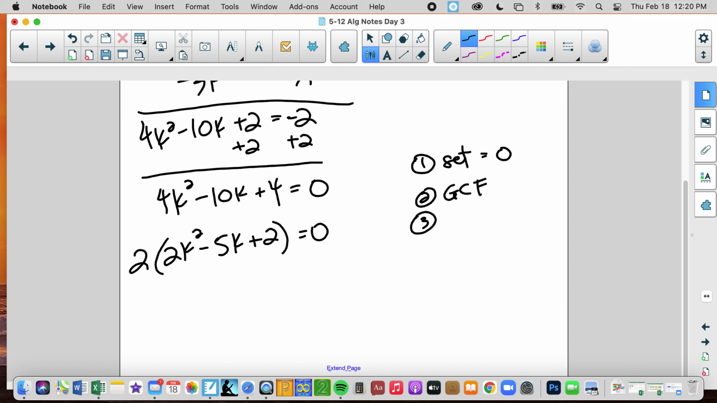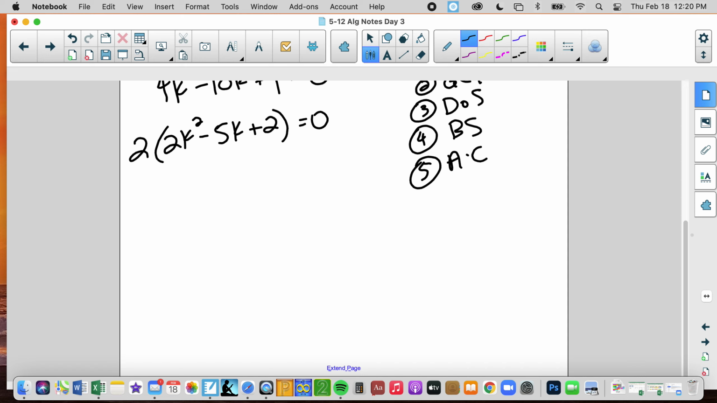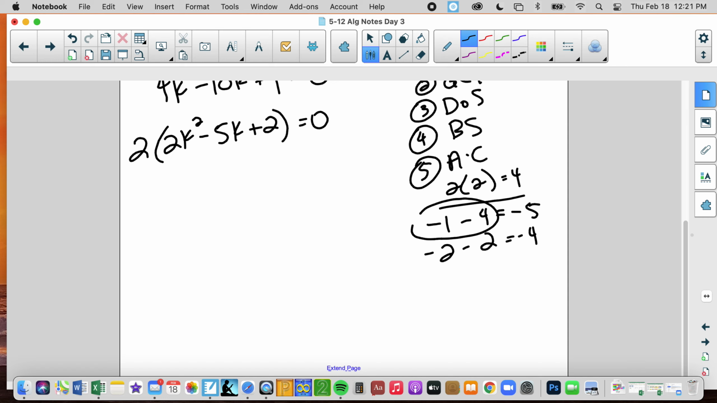So I'm going to go through my list. I already did GCF. Is it the difference of squares? No. Is it a binomial square? No. Can I do A times C? Yes. I'm going to do 2 times 2, which equals 4. 1 and 4, 2 and 2. Signs are the same, both are negative. So that's -5, that's -4. That's equal to my middle.